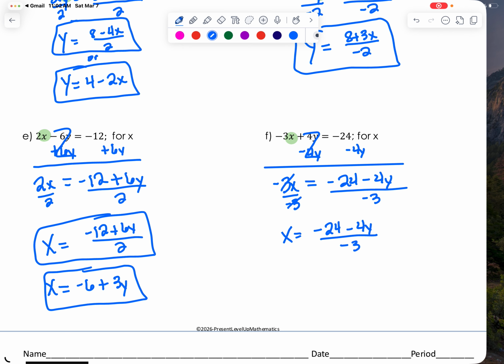Now, you could simplify this a little bit more. I'll show you what you could get. You don't have to. Negative 24 divided by negative 3 is positive 8. And a negative 4y divided by negative 3 would be positive 4/3 y. Either answer is correct.